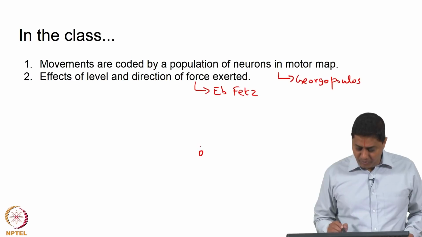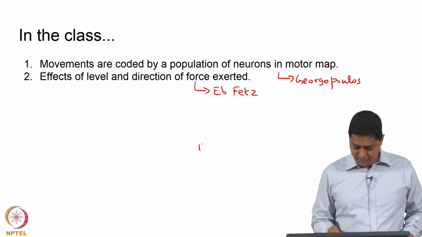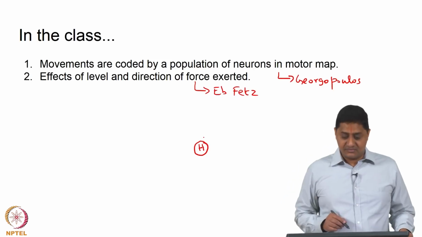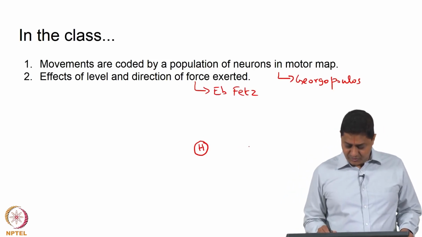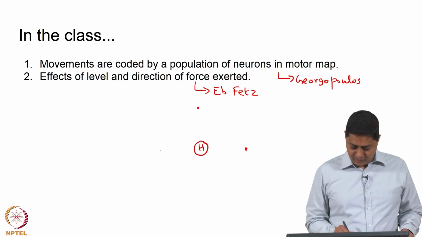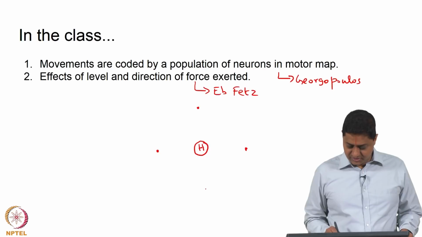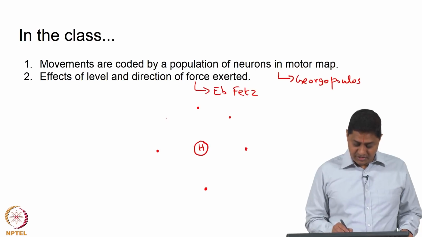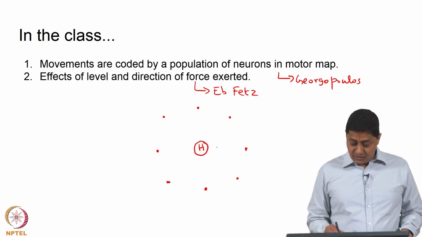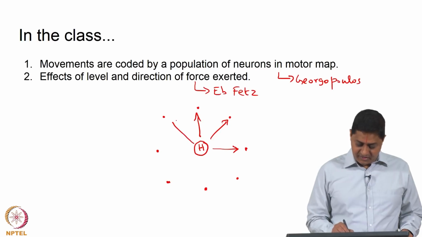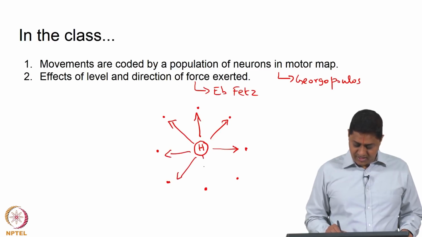So, there is a central home position. I am going to draw the central home position with the letter H here, and there were different targets. These different targets could be to the east, or to the north, to the west, to the south, and of course to the northeast, the northwest, the southwest and the southeast. So, effectively there were 8 directions, and monkeys are trained to reach to these 8 directions.